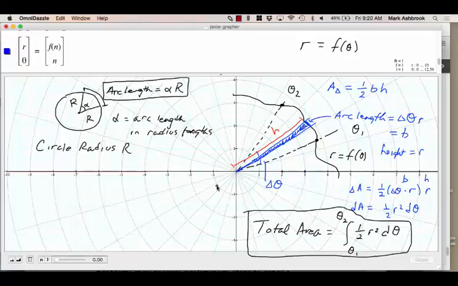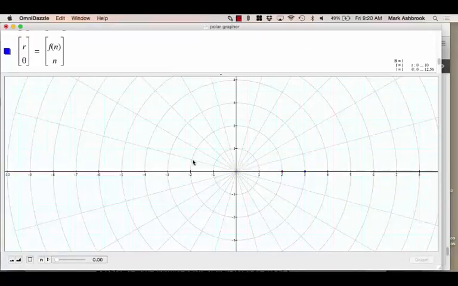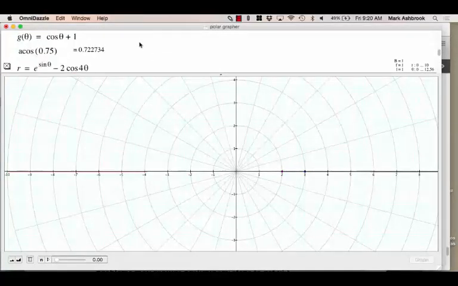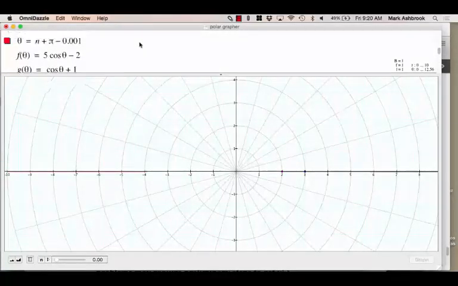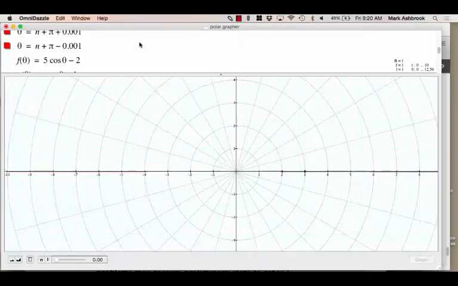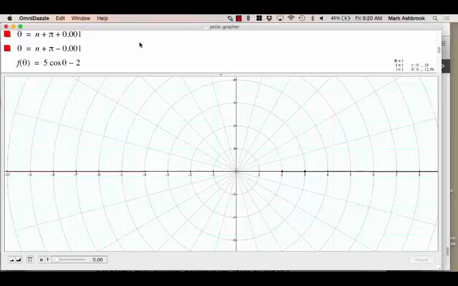Here we go. So let's look at this one: r = 5 cosine theta minus 2. I want to do 5 cosine theta minus 2. And let's practice sketching that. So the first thing we want to do is sketch that in rectangular coordinates.